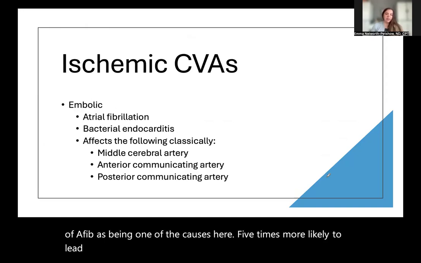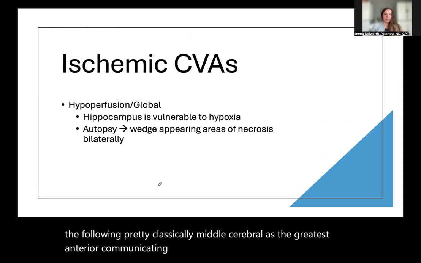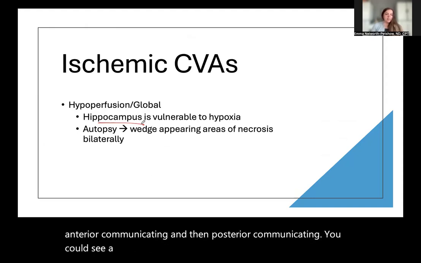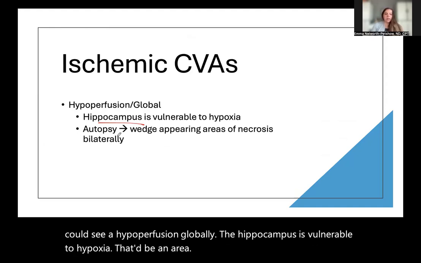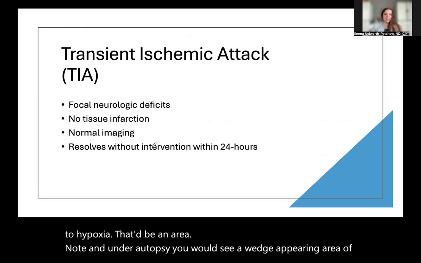Bacterial endocarditis could. And it's going to affect the following pretty classically: middle cerebral as the greatest, anterior communicating, and then posterior communicating. You could see a hypoperfusion globally. The hippocampus is vulnerable to hypoxia, so that'd be an area of note. And under autopsy, you would see a wedge-appearing area of necrosis to bilateral sides.